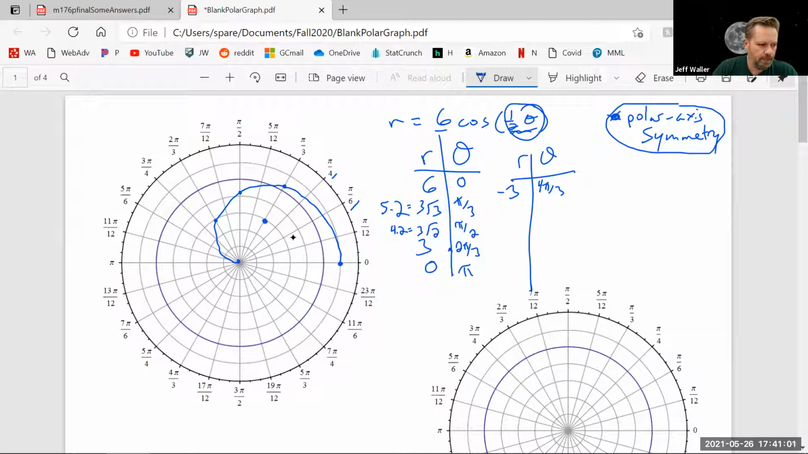Let's see. What about 3 pi over 2? I can do 3 pi over 2 because if I cut that in half, I'll get 3 pi over 4. Cosine of 3 pi over 4 is -rad 2 over 2. I get -3. We can do it, Jeff. Can you do it, Jeff? -3 rad 2, which will be negative this, right? -4.2. So at 3 pi over 2, I'm going to go back 1, 2, 3, 4.2. So right there, neato.